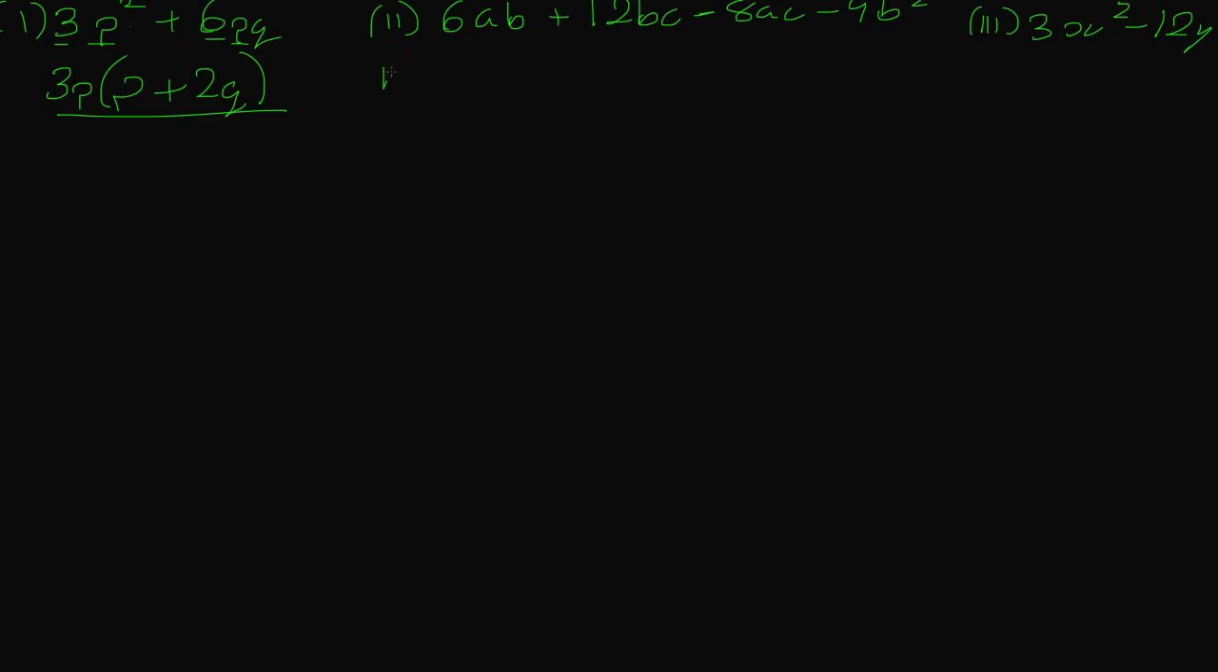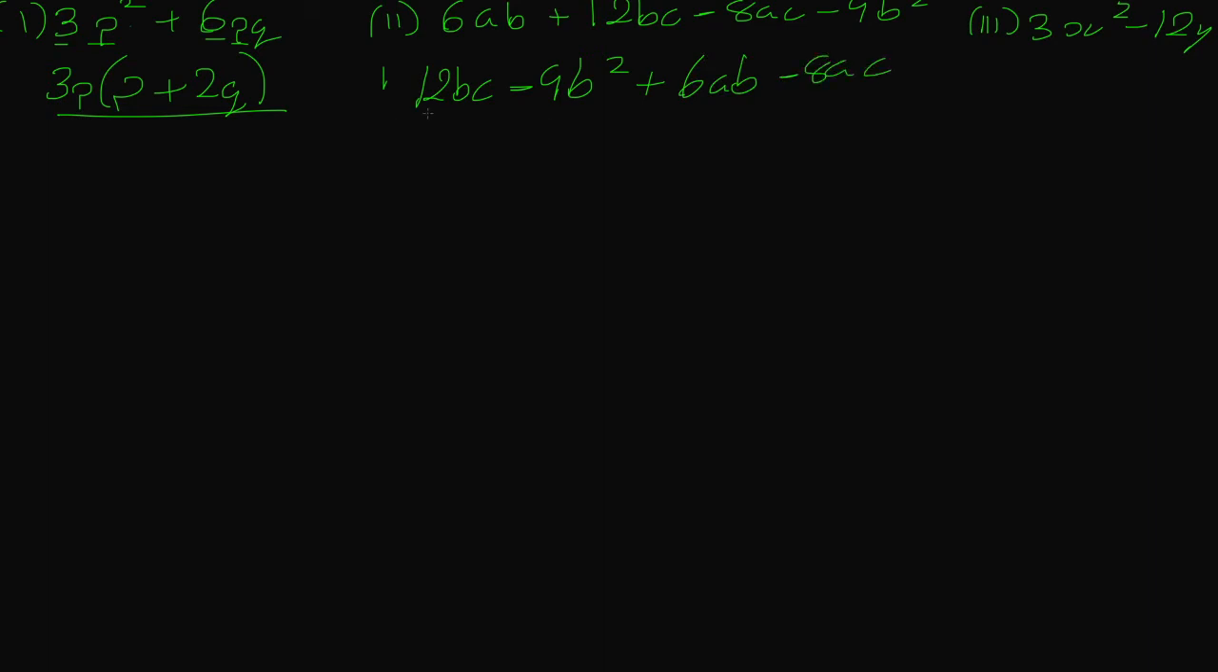So we have 6ab plus 12bc. Now this will be factoring by grouping. So what we need to do is we need to move the 9b squared over to the 12bc. We'll move the 6ab over to the 8ac. Okay, so we'll have 12bc minus 9b squared, because we want to be solving by like terms, plus 6ab minus 8ac.